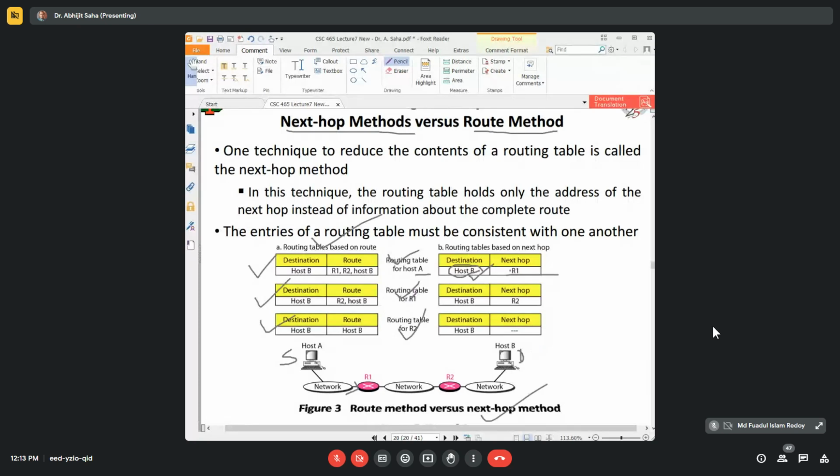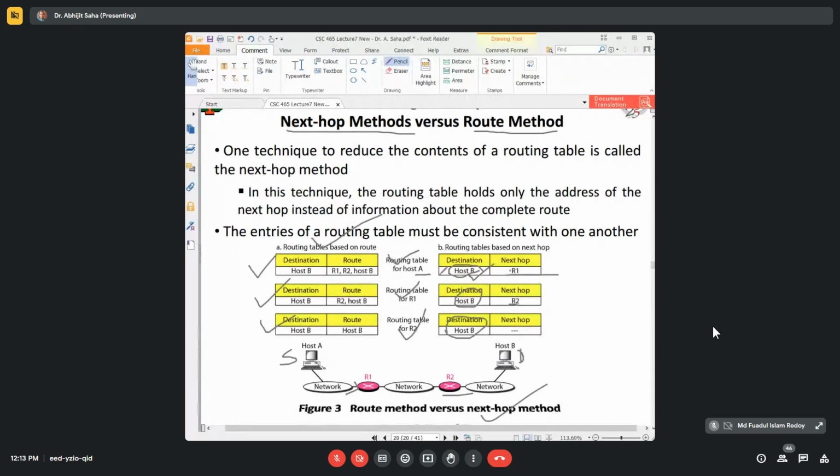Now for router one, for destination host B, it just keeps the next hop, which is R2. So you can see that only next hop information has been kept. Now for destination B, from R2, it can be reached directly from R2 to B, so that is kept as empty.